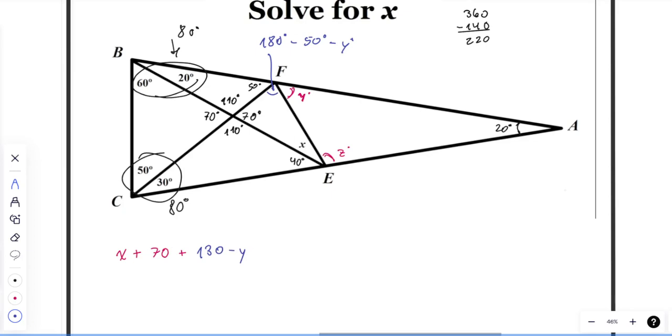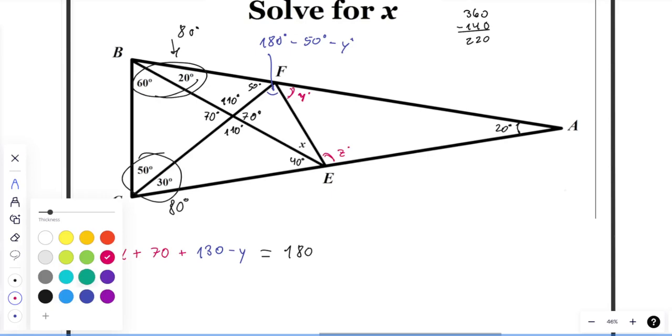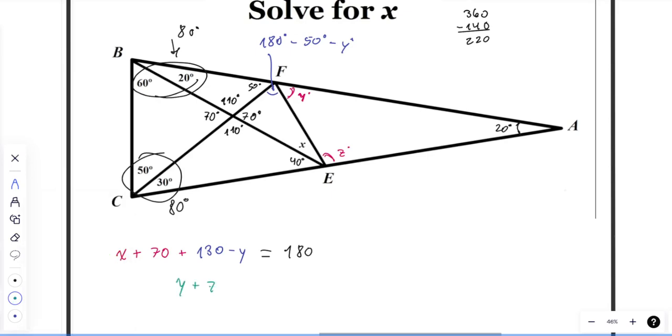So x plus 70 plus 130 minus y equals 180. What's our next equation? I'm going to do this inner triangle right here. It says that y, let me do a different color, y plus z plus 20 is also equal to 180.